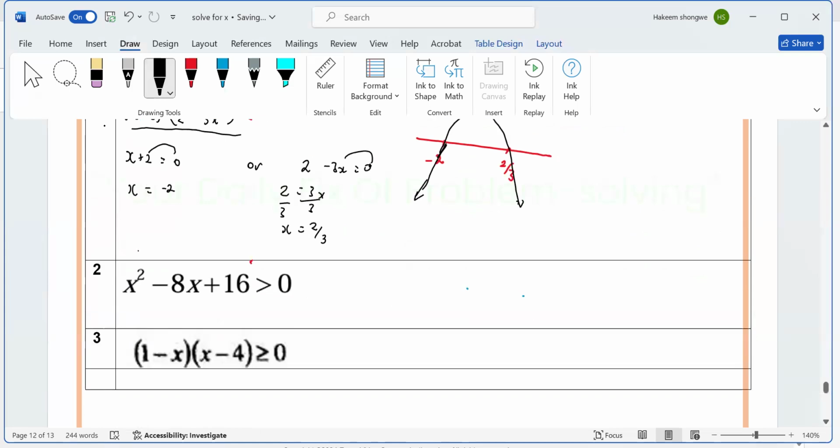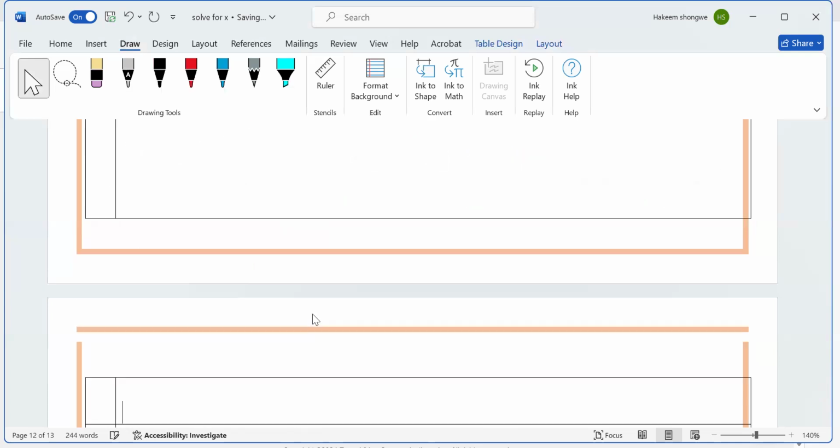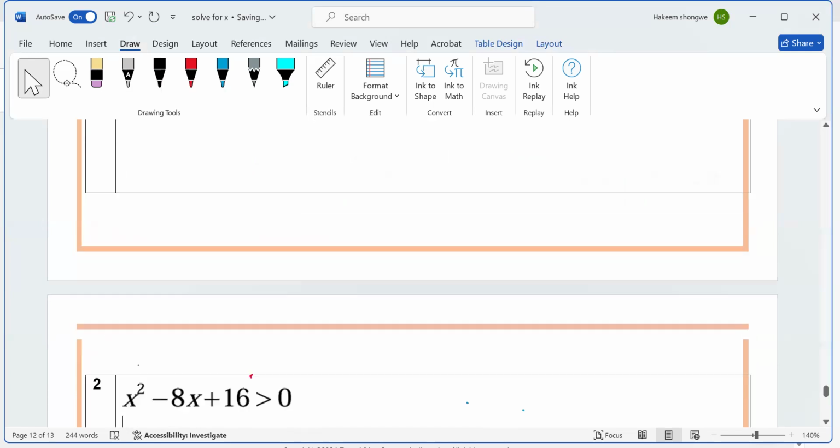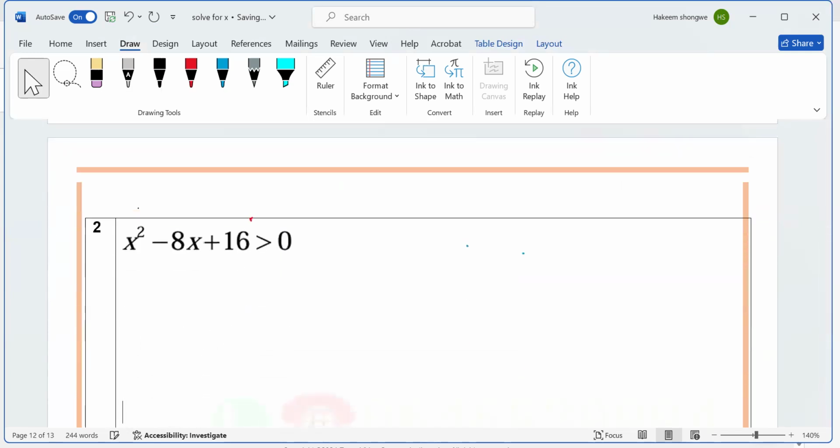So if we go to number 2, let's get someone to assist me to do number 2. Based on what we just learned, what did I say we're doing? Anyone? Critical values there. And then how do you get your critical values? You change the inequality into an equal sign. So you're going to have x squared minus 8x plus 16, which is going to be equal to 0.